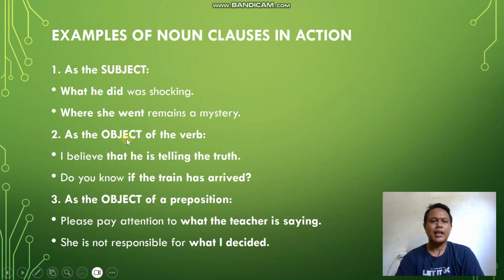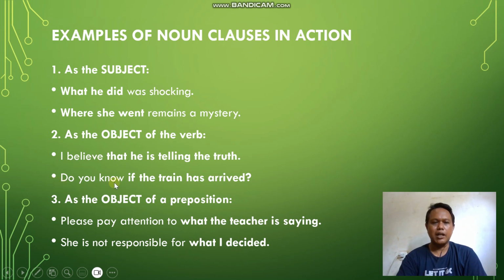Two, as the object of the verb. A noun clause can be the object of a sentence. Example: "I believe that he is telling the truth." I is the subject, believe is the verb, so "that he is telling the truth" is the object of the sentence.